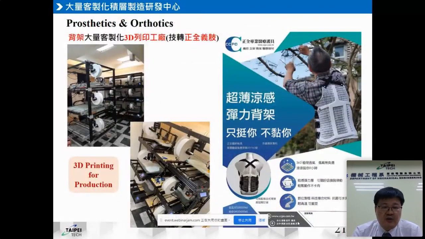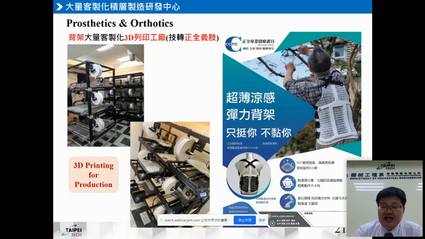And this powder uses the SLS process to make it. And also for prosthetics and orthotics. In the right picture, as you see, to support your spine, we have a special support. This support with the lattice structure is our own design, which allows air to go through. Especially in Taiwan in the summer, the temperature is so hot and humid. If you wear something solid, it's not so comfortable. But with this hollow skeleton design, you can wear it with no problem.